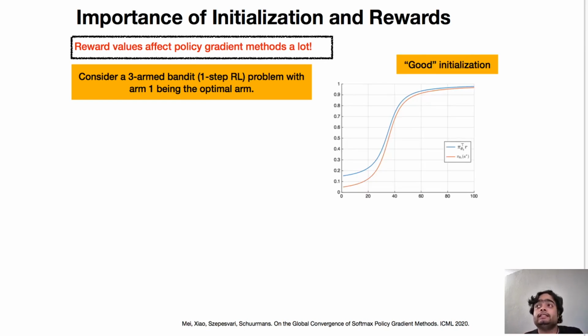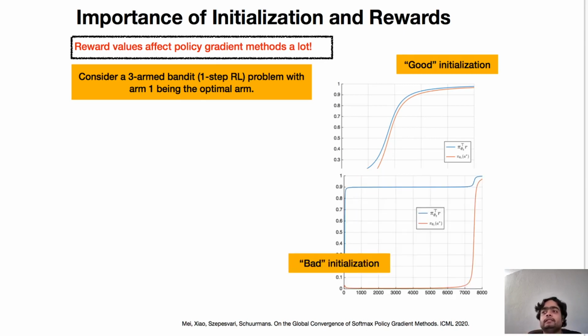Turns out that if you initialize your policy to be a good policy, so you're basically learning a policy that learns to predict the optimal arm. So it should be basically predicting arm 1 always, but you initialize your policy to be, let's say, 0.3, 0.3, 0.4 or something like that. Now, if you have a good initialization, you'll find that your learning curve just rises up very quickly, as you see with pi theta transpose r, which is the expected reward. Whereas if you have a bad initialization, you'll again see this behavior where you saturate at a suboptimal plateau and only then rise up eventually.